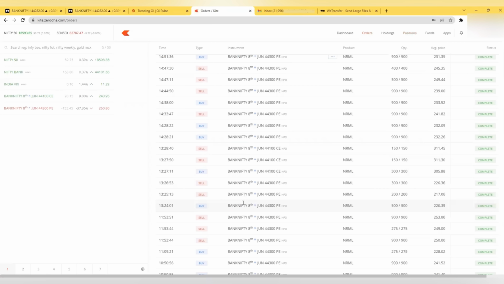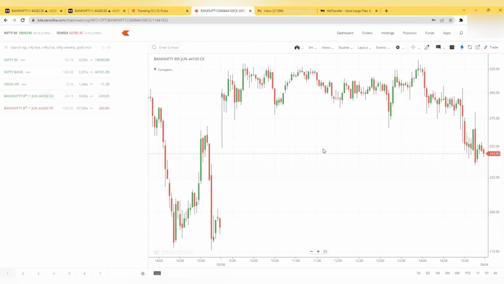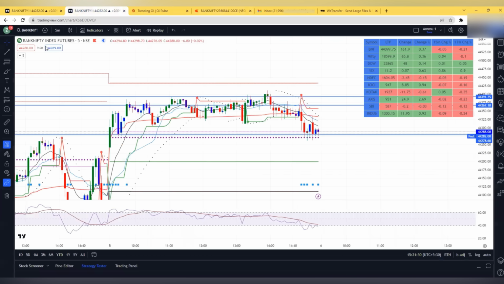Look at the order. So 9:35. This is my first trade. So 44,100. This is where I have entered at 286 level and I have exited at 303 level. But that strike price went around 333 to 340 levels at that time. You can see here it went till 340 also. But leave it. I got whatever I wanted in that trade.